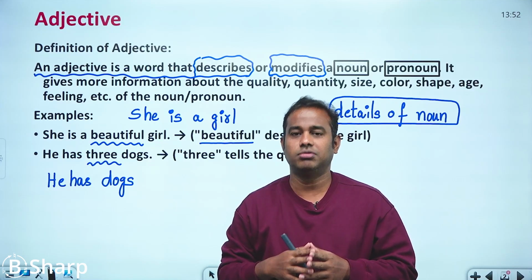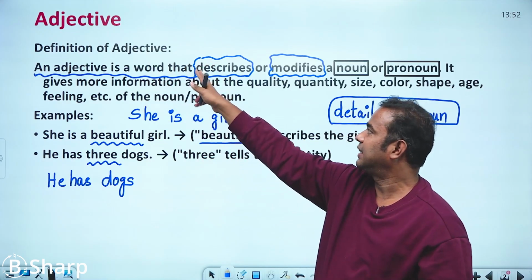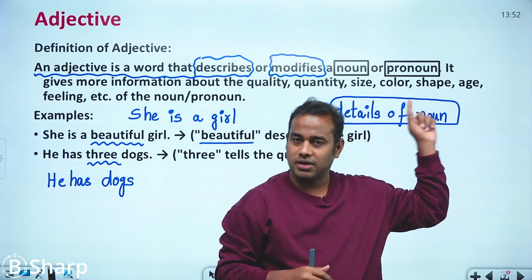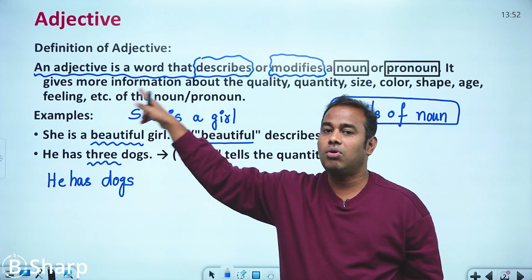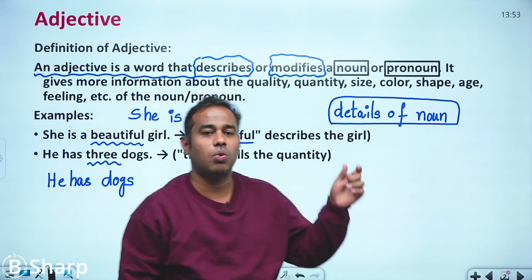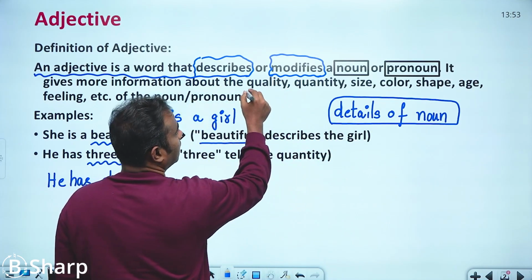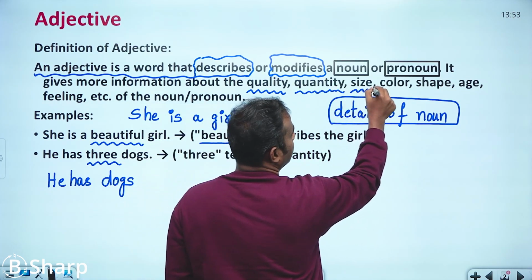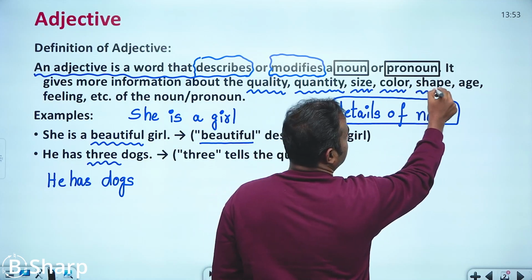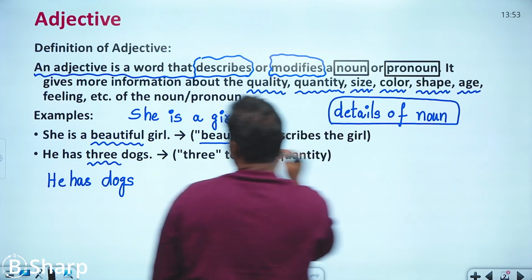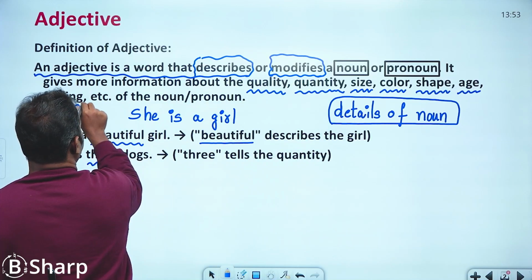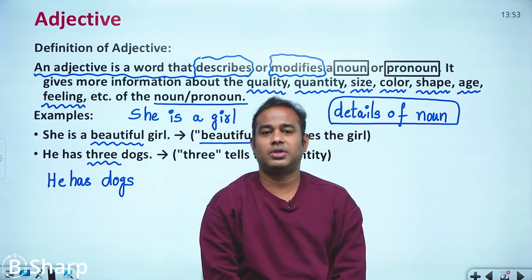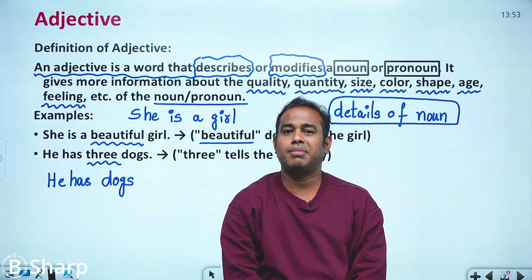So what do you mean by adjective? An adjective is a word that describes or modifies a noun or pronoun, and it also gives more information about the quality, quantity, size, color, shape, age, feeling, etc., details of the noun or pronoun. So this is a basic or simple definition.